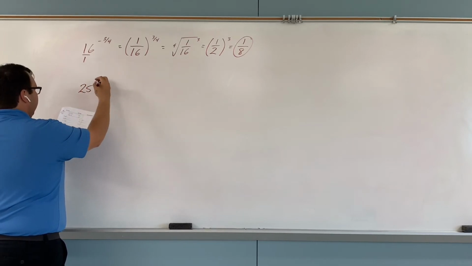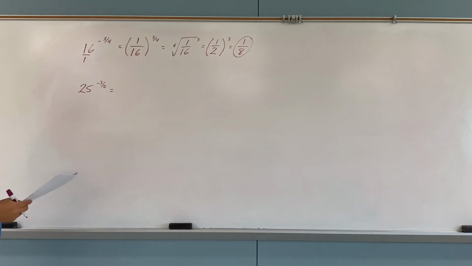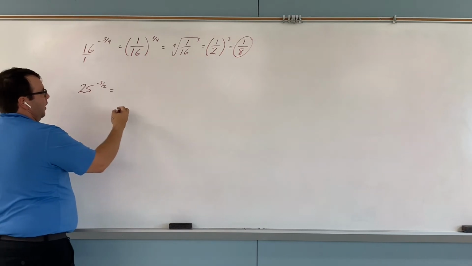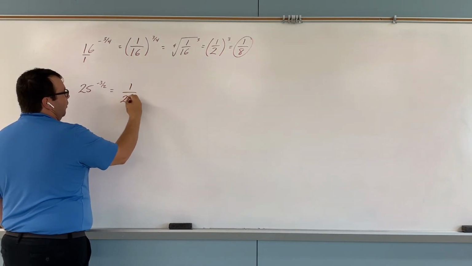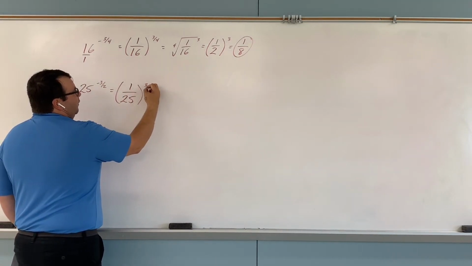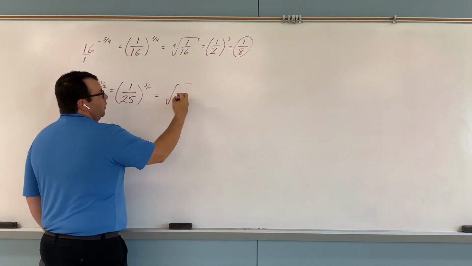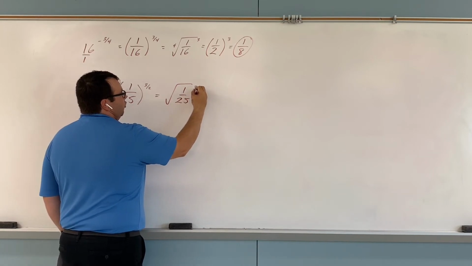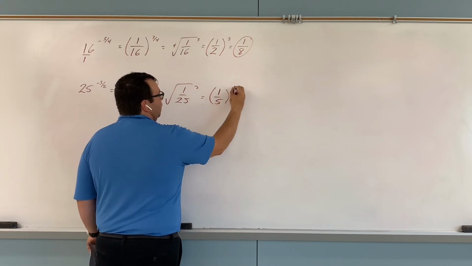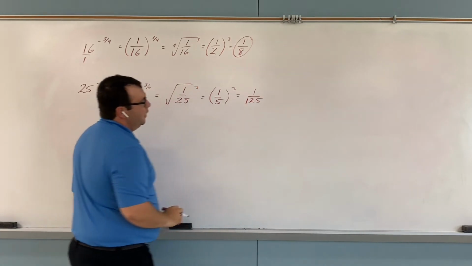Let's say I have 25 to the negative 3/2 power. I'm going to do the same thing. I'm going to invert it. It's 1 over 25 in parentheses. That's my whole base. To the positive 3/2 power. This is the square root of 1/25 cubed. That is 1/5 to the 3rd, which is 1 over 125.